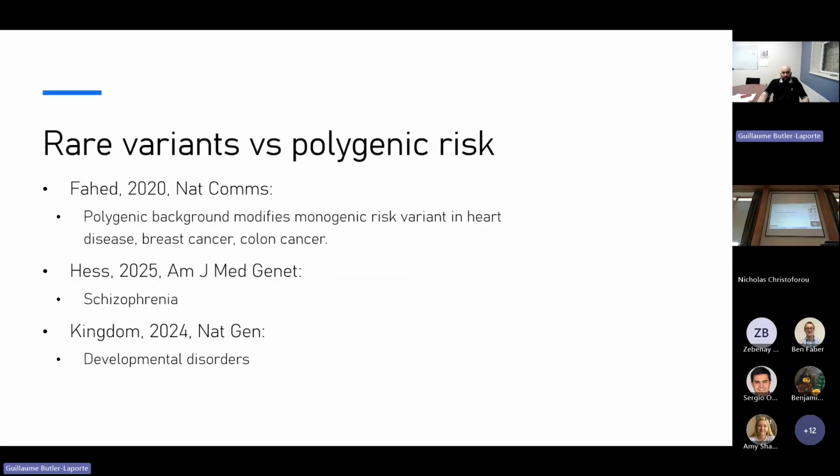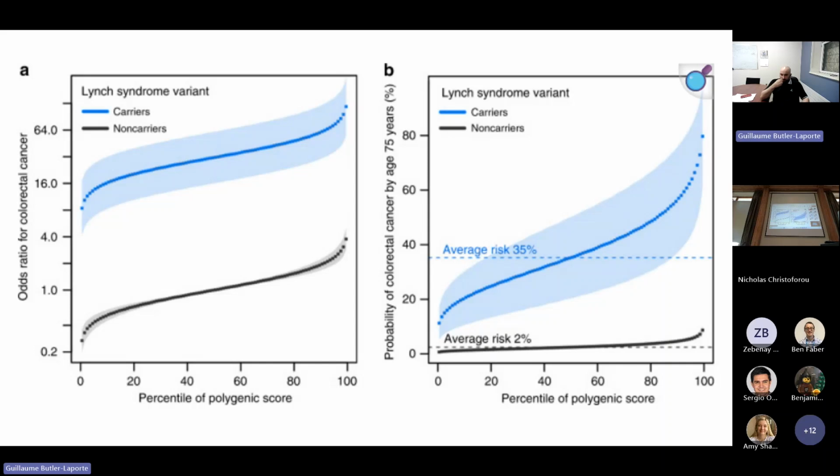And just to give you, I'm sorry, it's a bit blurry, but this is basically the figure in that paper with colon cancer. On the left there, you basically have the odds ratios, and on the right, you have the probability of developing colorectal cancer by the age of 75 years. In blue, the carriers of Lynch syndrome variants. And in black, those who are non-carriers. So the non-carriers basically have their only genetic risk being polygenic, from the sum of all of those small betas, and if you're unlucky enough, you have a very high sum, and therefore you have a higher risk.